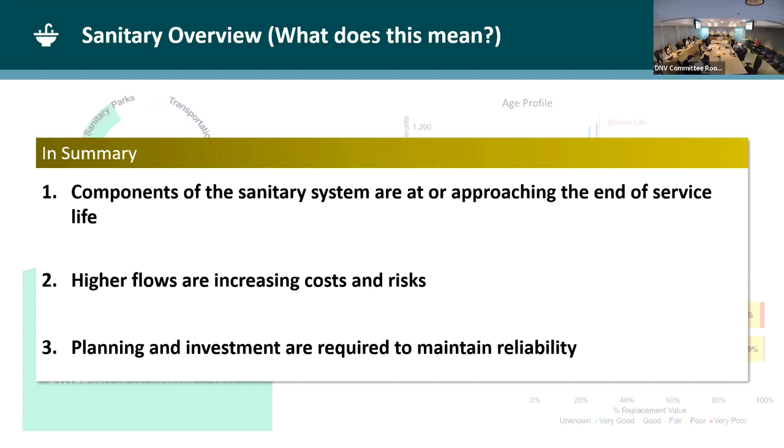The last item here, the third key takeaway, is that we're improving how we model the renewal program to help better plan renewals and funding needs. And so really the whole idea is that moving forward, we really want to try and minimize service disruption. So how can we better plan and prioritize our asset management in order to do that?